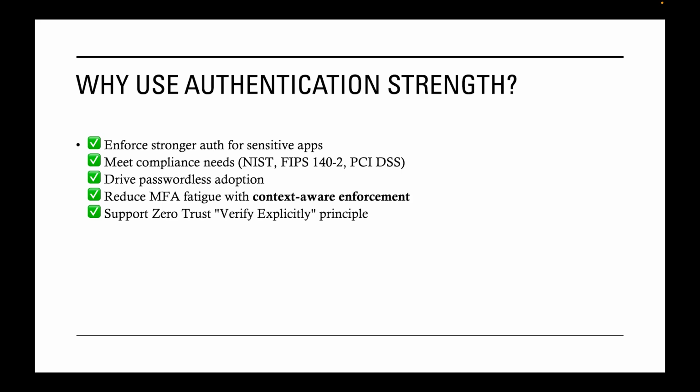So why would you want to use the authentication strengths? Well, when it comes to authentication strengths, you need to verify access attempts and enforce the right level of authentication. The way you can do that is enforce stronger auth for sensitive apps, meet compliance needs like NIST, FIPS 140-2, or PCI, drive passwordless adoption, reduce MFA fatigue with context-aware enforcement, and then support the zero trust, verify explicitly principle. And there goes zero trust. We've talked about it and mentioned it a bunch of times in this course so far.